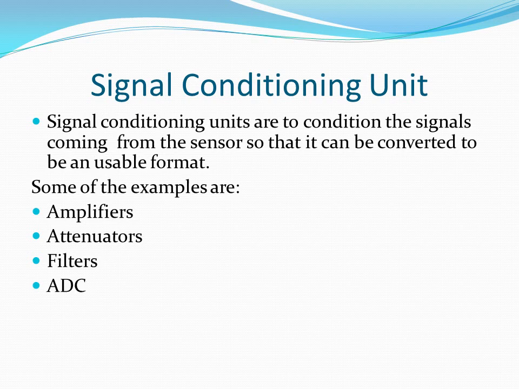And ADC, analog to digital converter. Then rectifiers, which convert a bidirectional signal into a unidirectional signal, and modulators. These are the signal conditioning units which can be incorporated with any sensor, so that the sensor and the signal conditioning unit together can be considered as a transducer.